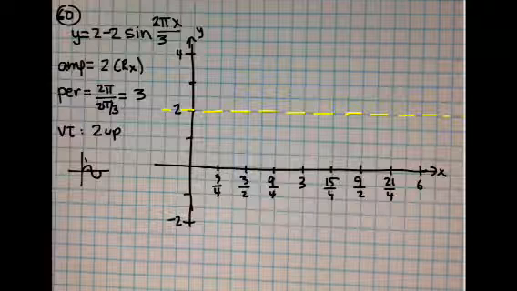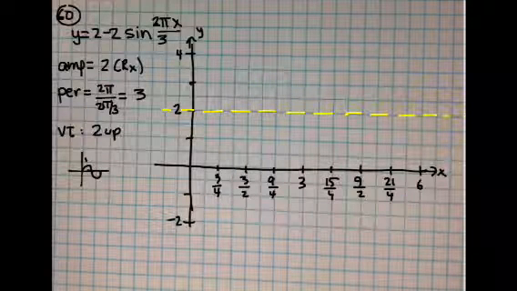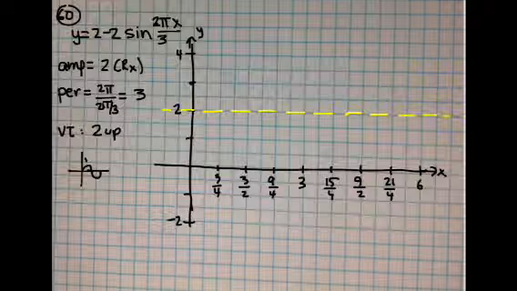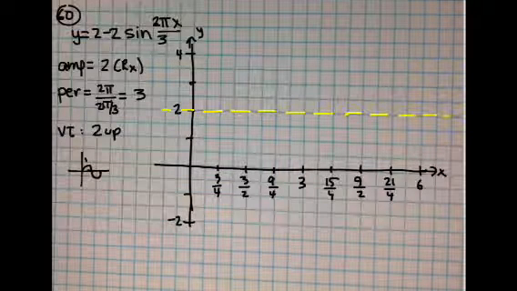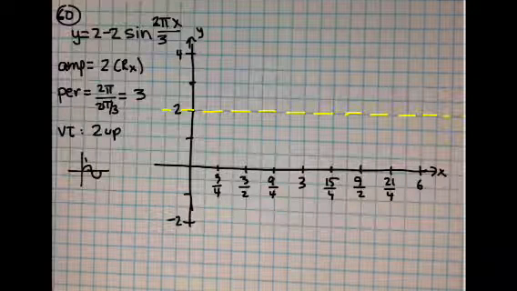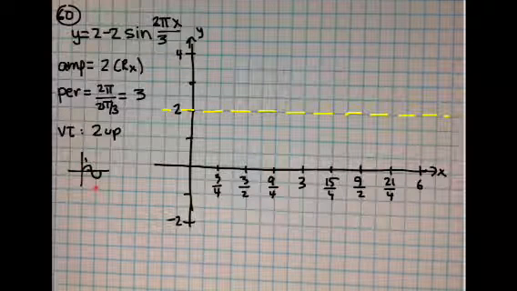For 60, we have an amplitude of 2 with a reflection over the x-axis, a period of 2 pi over 2 pi over 3. When you simplify that, you get 3, and a vertical translation of 2 units up. Now this is a sine graph, so it should look like this without any transformation, something like that. So let's go ahead and draw this.